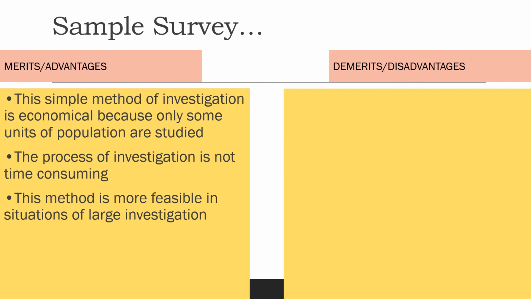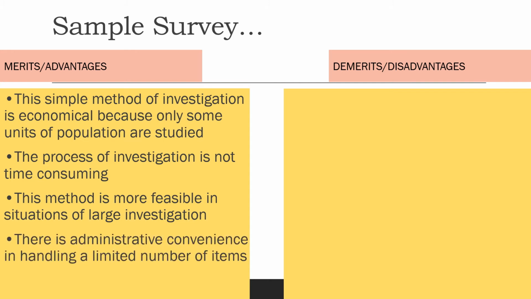This method is more feasible or possible in situations of large investigation. So, you overcome the difficulty of covering a large geographical area by drawing out a sample. There is administrative convenience in handling a limited number of items or data. When you compare it with the census survey, you're handling a lot of data there. But here in a sample survey, for administrative purposes, it becomes much more convenient.